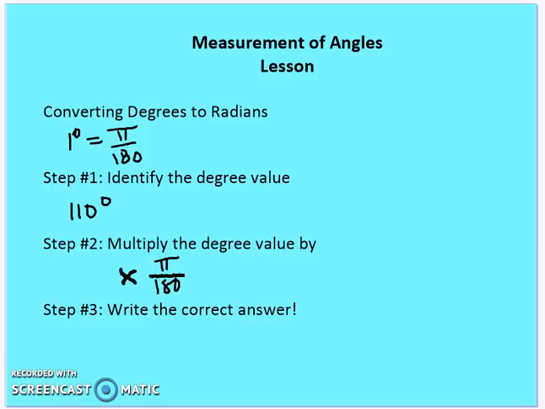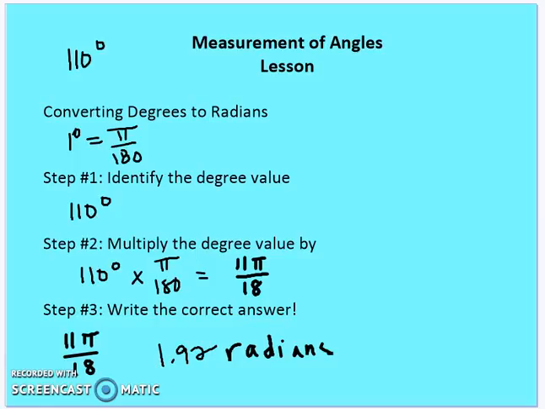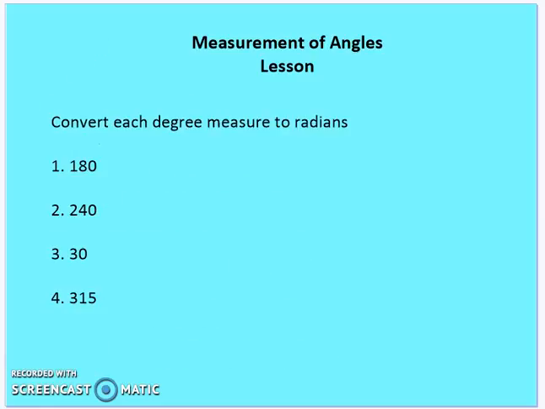So we're going to start with 110 degrees. 110 times pi over 180 ends up being 11 pi over 18. And if we want to evaluate using 3.14 for pi, we end up with 1.92 radians. Okay, now I want you to take a moment and convert each of these degree measures to radians.